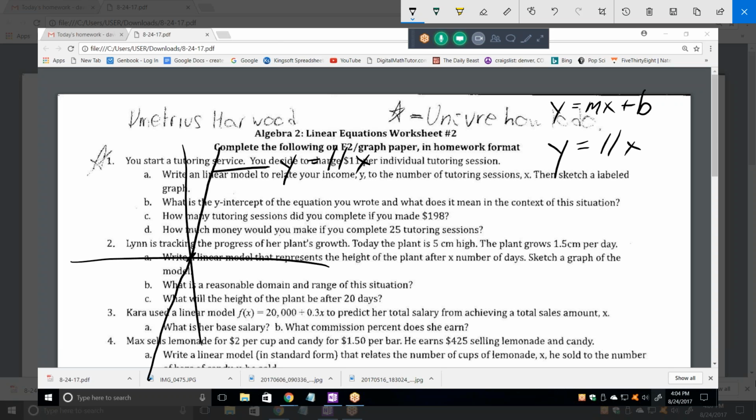Okay. How many tutoring sessions did you complete if you made $198? How am I going to solve that? Here's our function. They want to know what x would be if y is $198. Right. So I'm going to plug in 198 for y, and I'm going to solve for x.